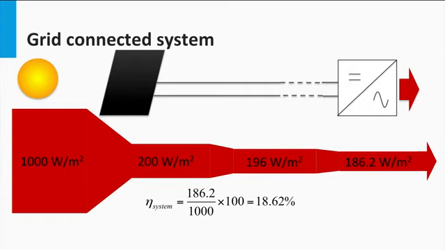This means that the incoming irradiance at 1000 watts per square meter is processed by the PV system to give 186.2 watts per square meter. In other words, the overall system efficiency is 186.2 divided by 1000 watts per square meter, which is 18.62%. It can also be said that the overall system efficiency is calculated as the product of the various component efficiencies. That is, eta system equals eta PV times eta cable times eta inverter.